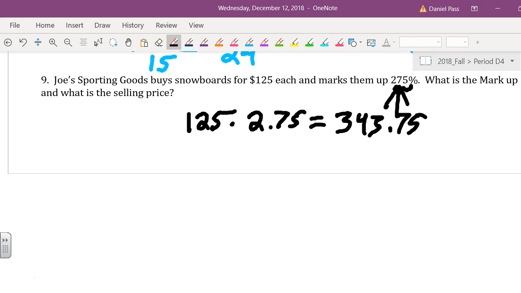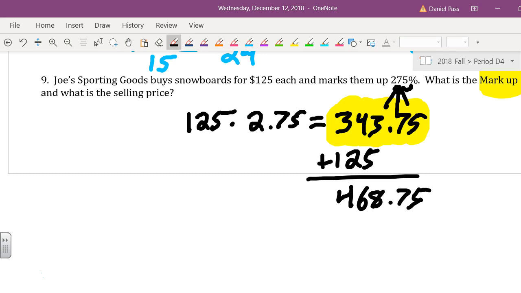That is the markup. They asked for both the markup and the selling price. So I'm going to mark the markup with my fancy schmancy highlighter. Okay, and then to get the selling price, you just add it to the price he bought it for, which is 125, and you get 468.75.